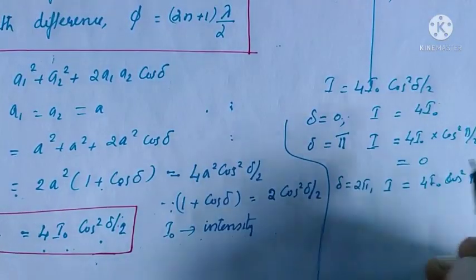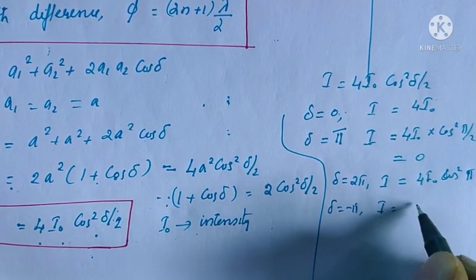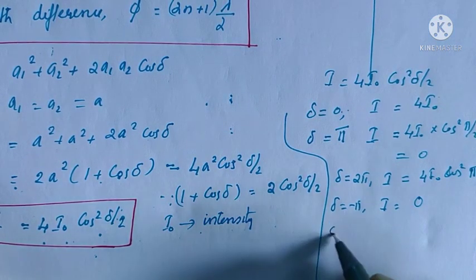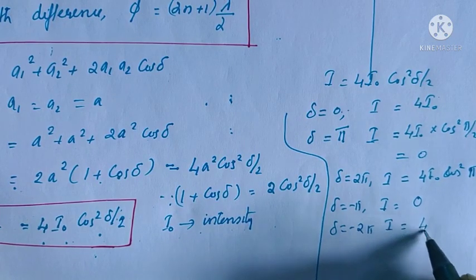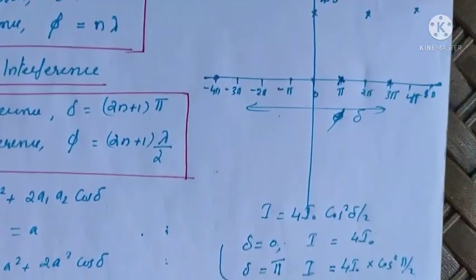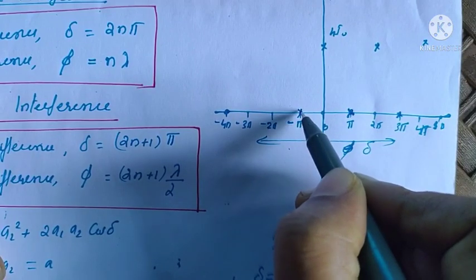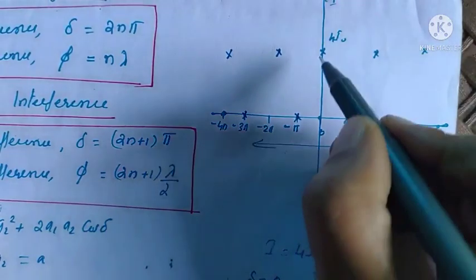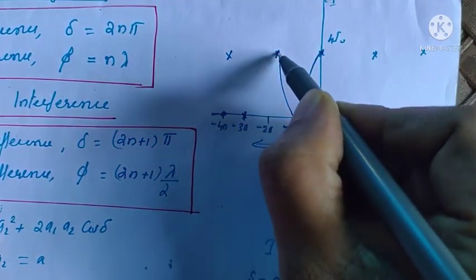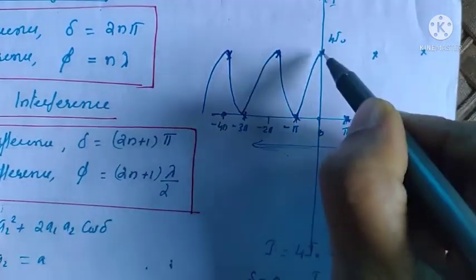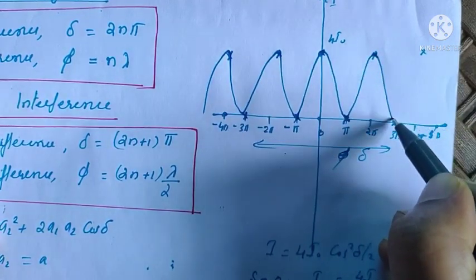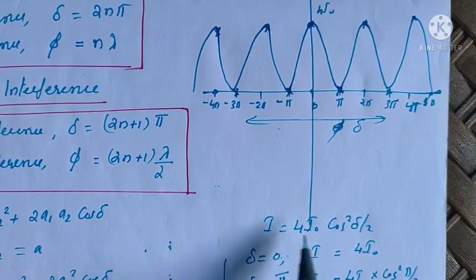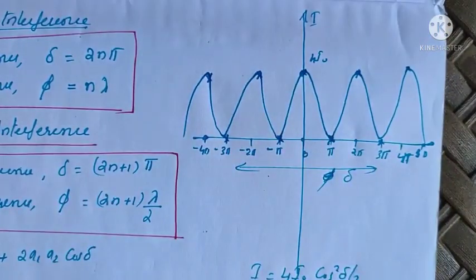Similarly on the negative side, for delta equal to minus pi, I is equal to 0, and for delta equal to minus 2 pi, I is equal to 4I0, etc. You can check other values if you have any doubt. We can mark these points: at minus pi it is 0, at minus 2 pi it is maximum, at 3 pi 0, at 4 pi maximum, and the graph will be like this. So the intensity distribution of these interference fringes will be like this from the expression we derived in the last class, and this is the graph showing the variation of intensity.